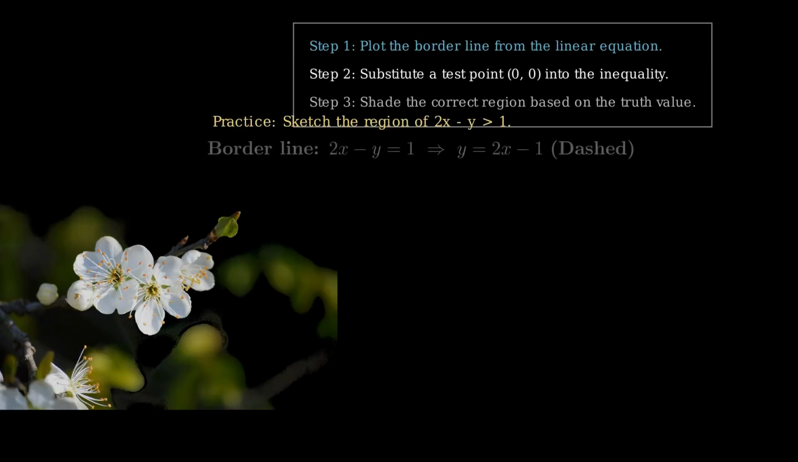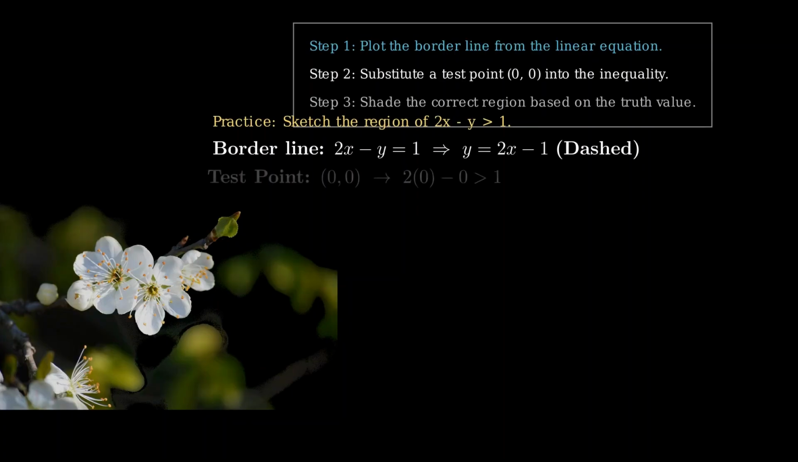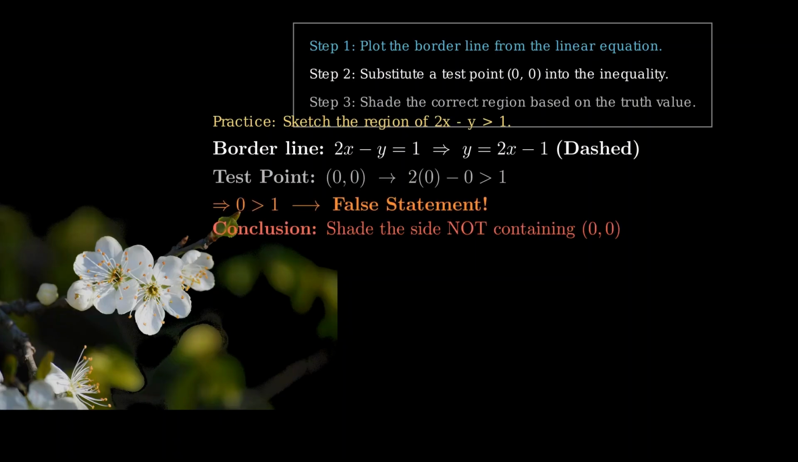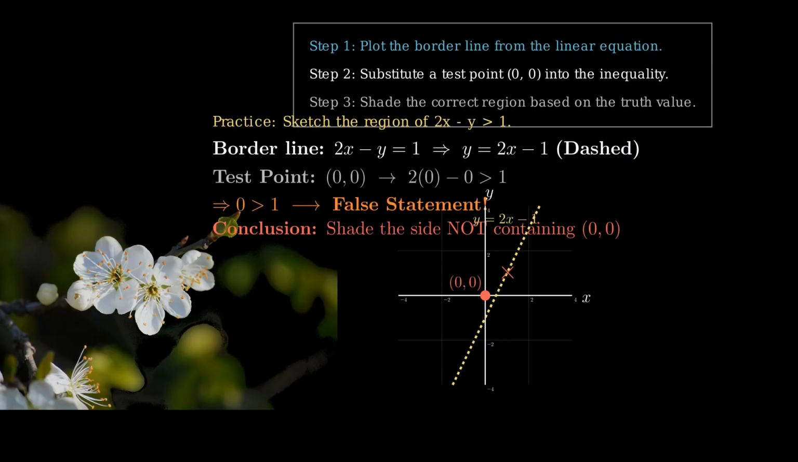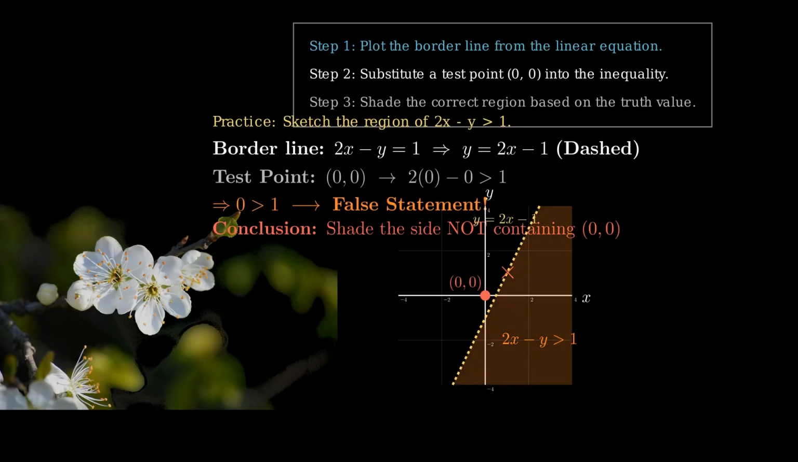Let's solve our practice problem. Sketch the region defined by 2x minus y is greater than 1. First, the borderline equation is 2x minus y equals 1, which simplifies to y equals 2x minus 1. Next, let's test the point (0, 0). Substituting x equals 0 and y equals 0 gives 0 minus 0 is greater than 1. Since 0 is not greater than 1, this is a false statement. Therefore, (0, 0) does not lie in our region, so we shade the opposite side of the line.